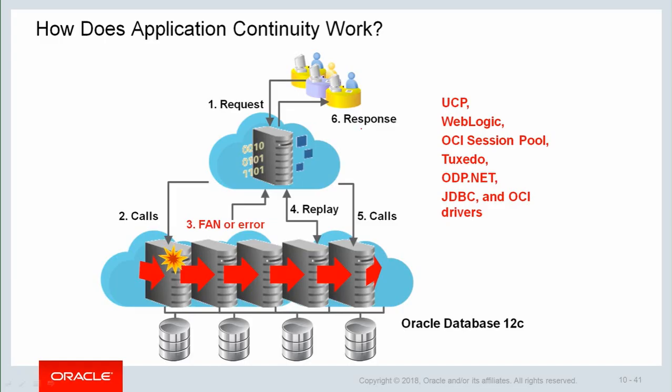The first thing is to find the new location where the session can be failed over. Then it uses transaction guard to check the last transaction commit status. If a transaction wasn't complete, it replays the incomplete transaction. And then it supports the subsequent database calls. So that is how application continuity works.